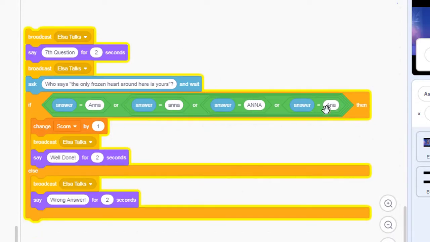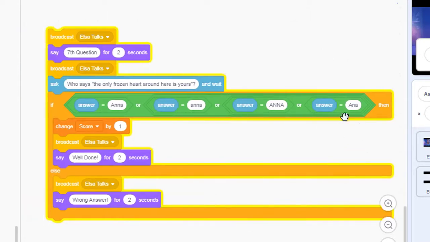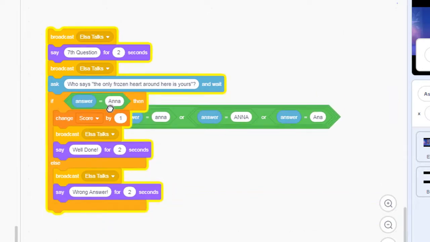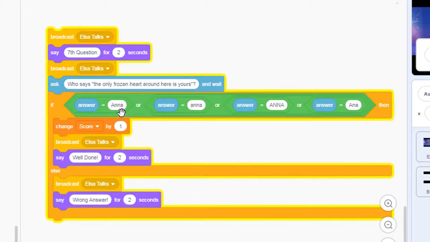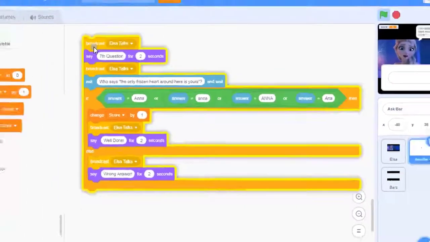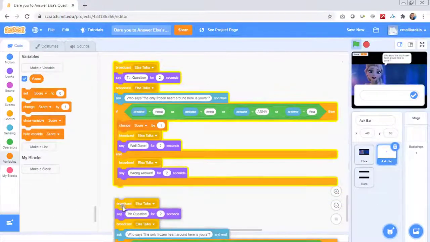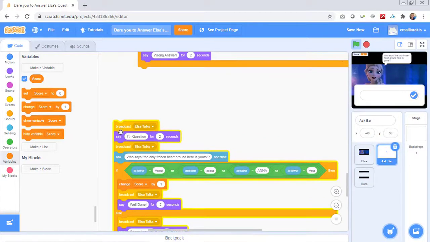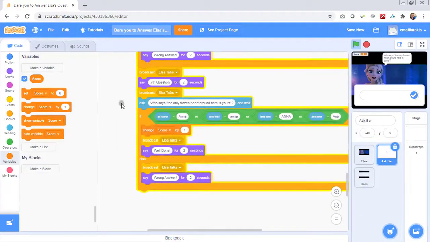In case that the player forgot to add one n, I will also take this as correct. So if the player writes Anna with double L, or with not capital letters, or with capital letters, or even with one n, it will be correct. So I will duplicate it. I will duplicate also these blocks. I will take the seventh question. I will add it right here.